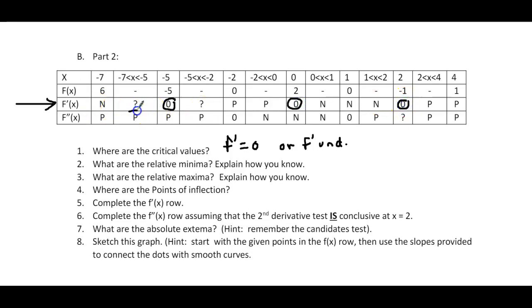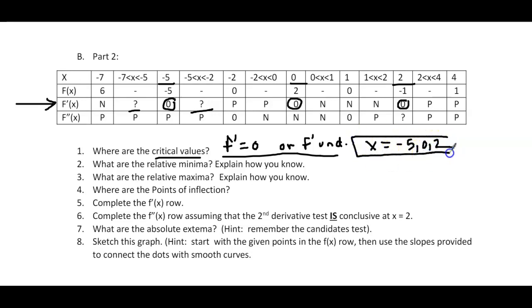Now, these parts right here are not undefined. We don't know what they are yet, but we're going to figure them out later. But they're not undefined. They actually have values here. We just don't know them yet. But these are the 3 places where the first derivative is 0. Critical values are the x values where this happens. And so the critical values will be -5, 0, and 2. And there's our answer for number 1.